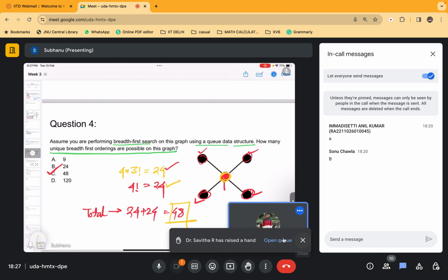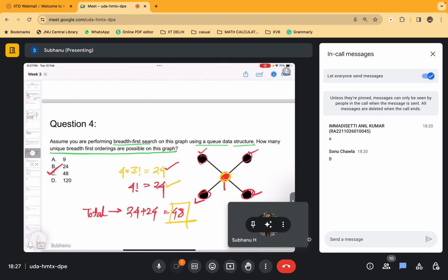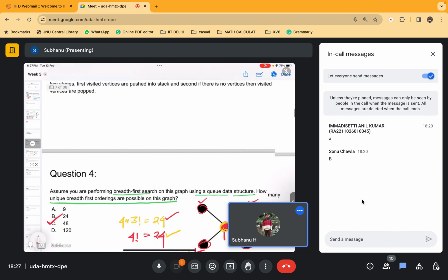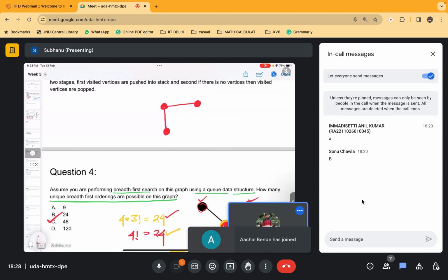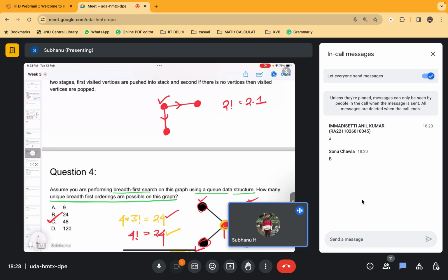Sir, can you explain with some other example, please? Yeah, sure. So basically, if you were here, you have two choices. You can go here or here. How many choices do you have? You have basically two factorial choices, that is 2 into 1. Is it correct or not? So this is correct.